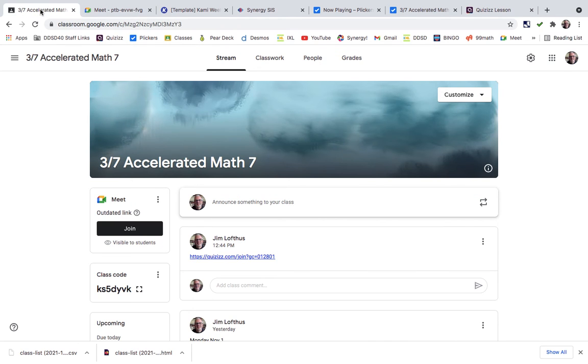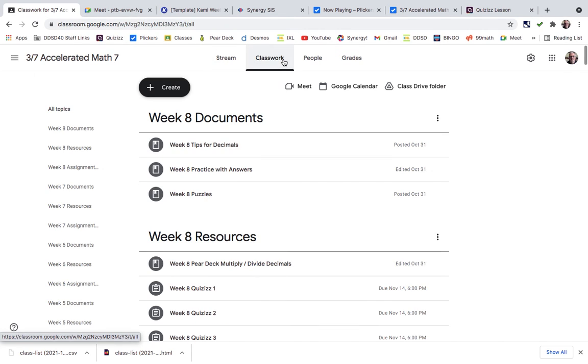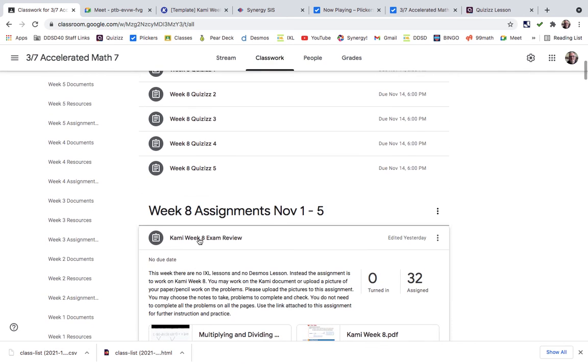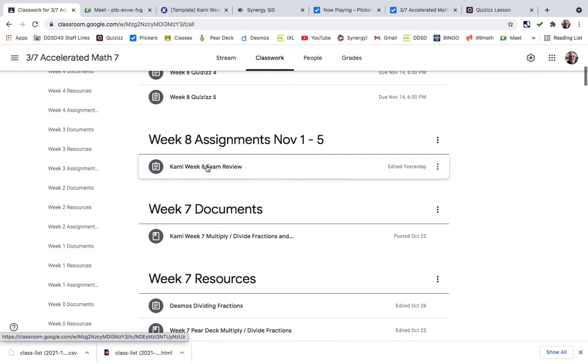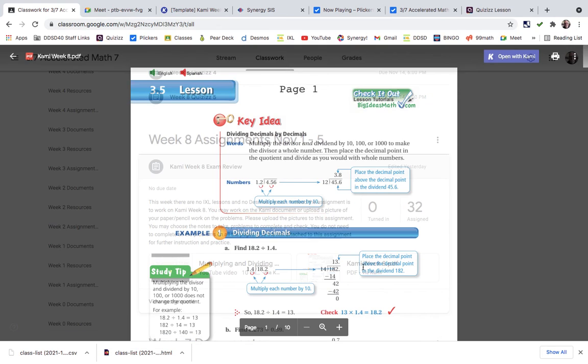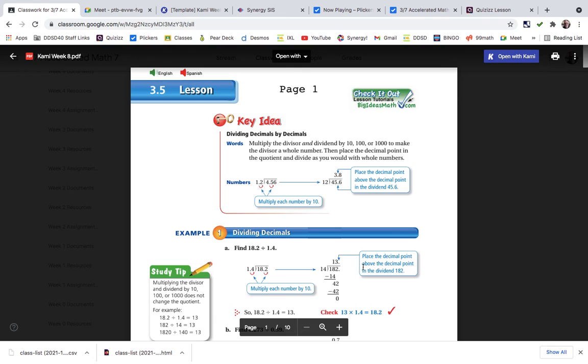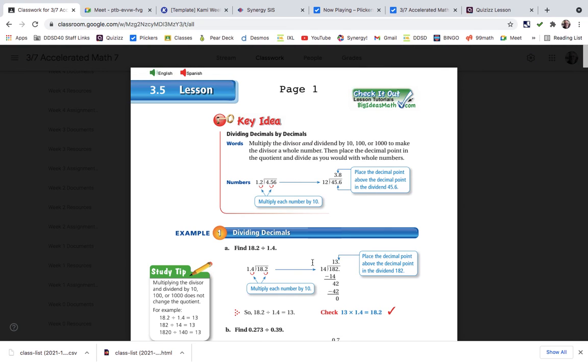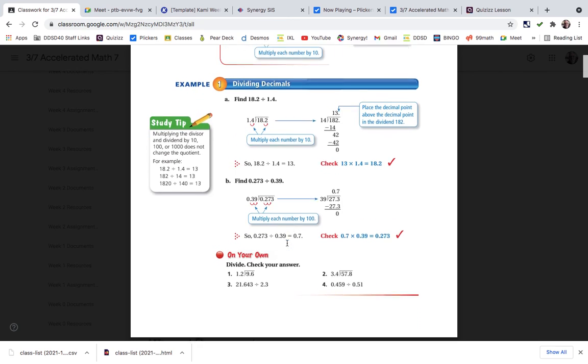Let's go back here to classwork and recognize that the only assignment this week is CAMI week 8. And you don't have to do all the problems, but you're going to want to do enough to replace what you usually would do on IXL and on Desmos and on your notes. So it's a pretty big deal. So you're going to do whichever problems you want.